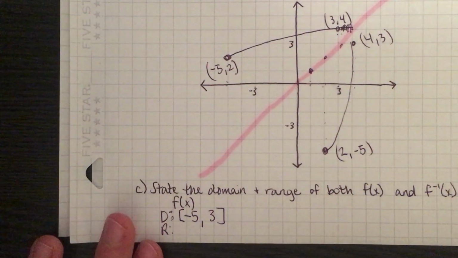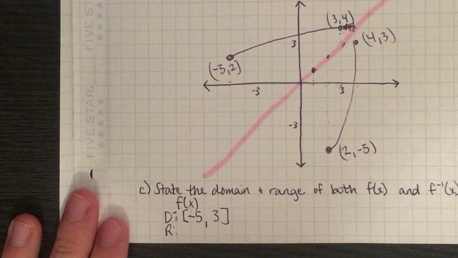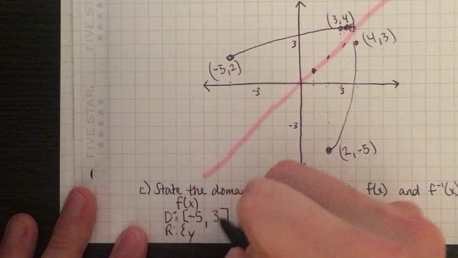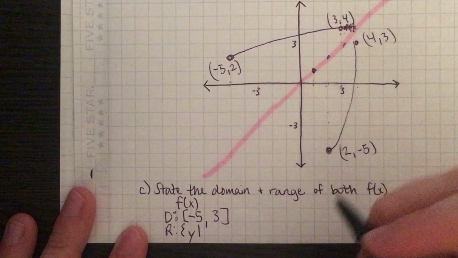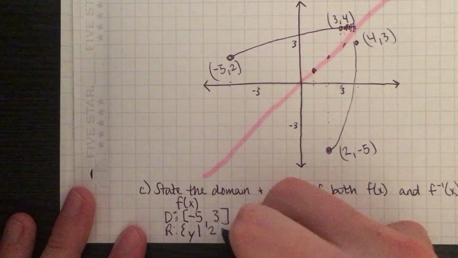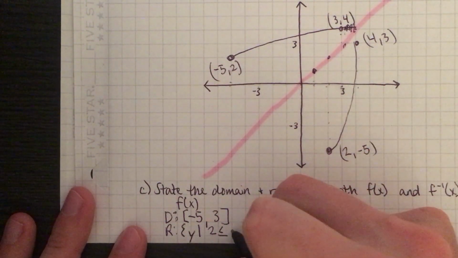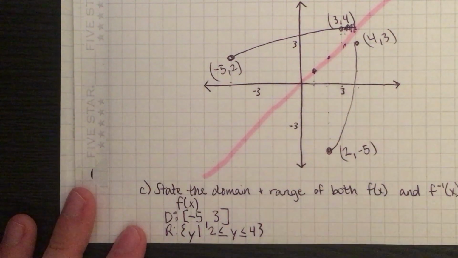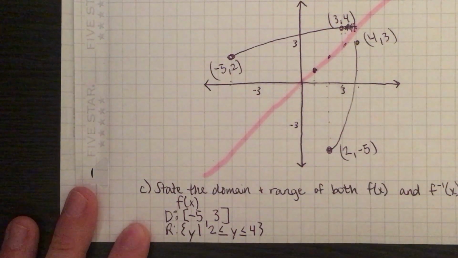Just to make sure we're comfortable with all this notation, I'm going to do the range in set builder notation. So we've got y such that the lowest y value here is 2, so 2 is less than or equal to y is less than or equal to 4. You do not have to do it in set builder notation. I am just making sure that we are comfortable with it.